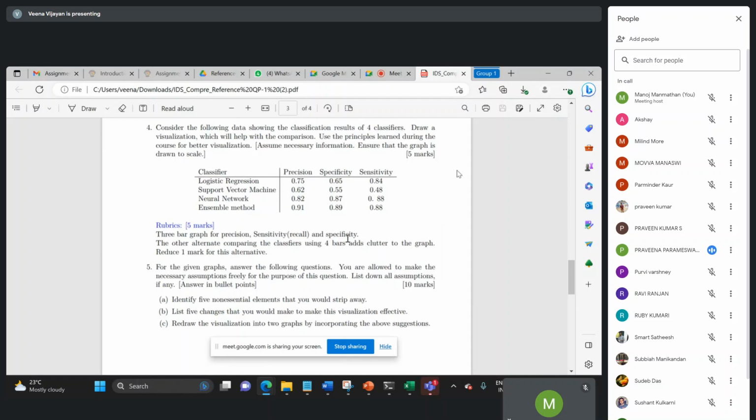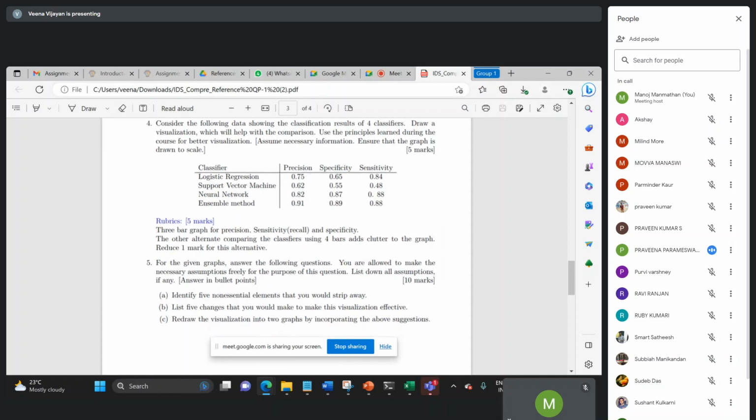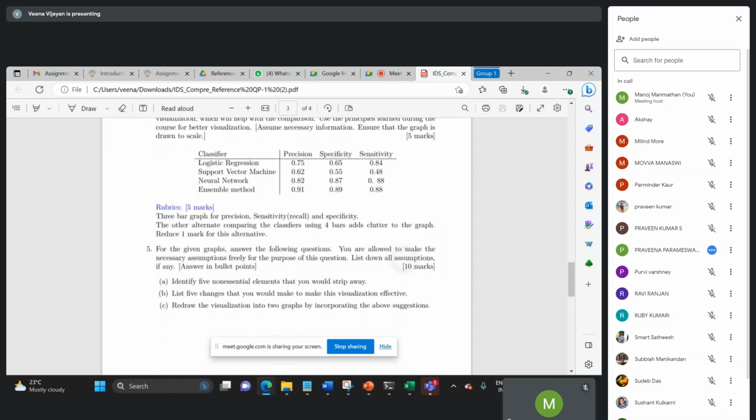Draw a visualization which will help with the comparison. You can just explain something about that bar chart. Can the bar chart be used in a different way? Because the first one, they are telling three bar graph for precision, sensitivity, and specificity, so what I assumed is it will have three bars. The other one is four bar graph, if we reverse it.